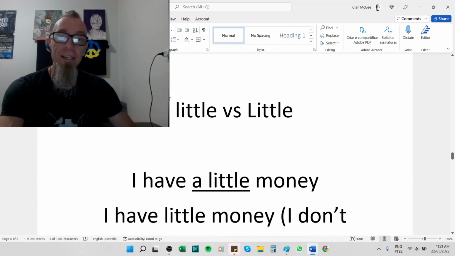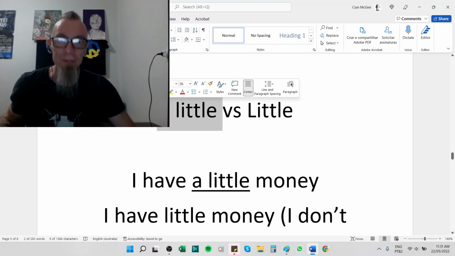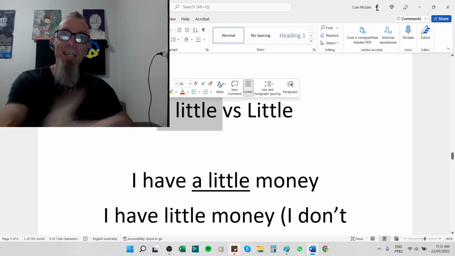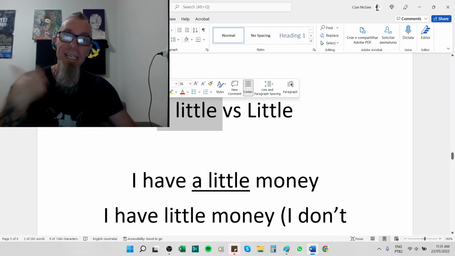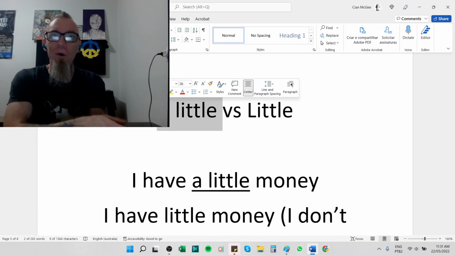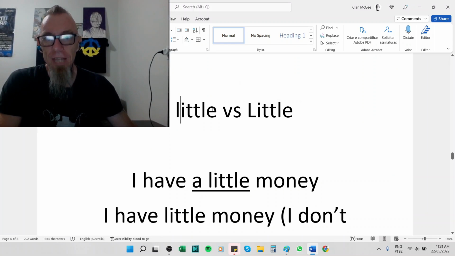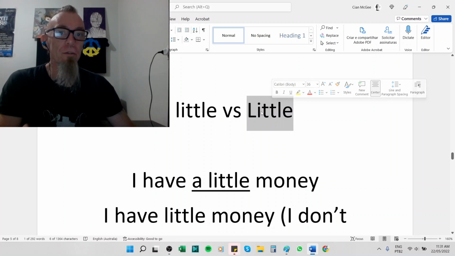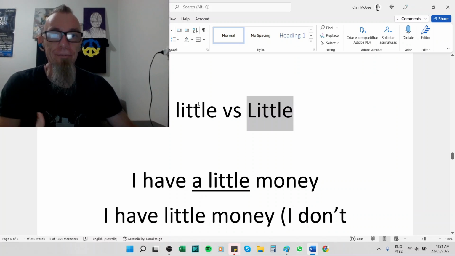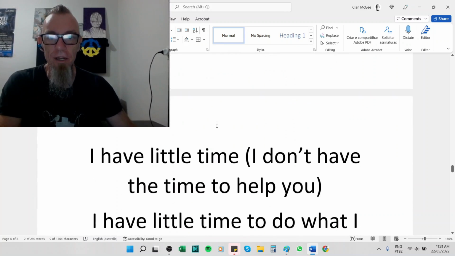And then, of course, we had little versus a little. So here we were looking at non-countable things like money. Yes, we cannot count money. You can count dollars, cents, reais, and centavos, but you cannot count money. Money is a concept. It's not real. Money is the way that we talk about those two things. Little was us saying that I don't have enough. A little saying is I have a little bit to spare. I have a small amount of something.